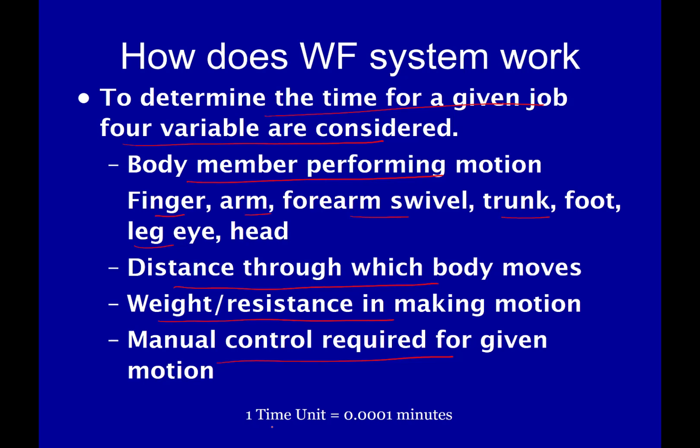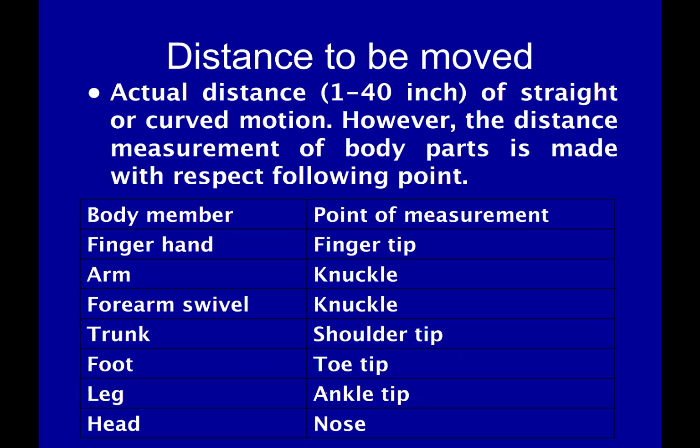The time unit which is used in these methods is the TMU. One time unit corresponds to 0.0001 minutes. So this is the kind of unit which is used. The tabular values you will see in the work factor method and even in the time measurement method use this unit, where 1 TMU is equal to this much time. This is just for your information.